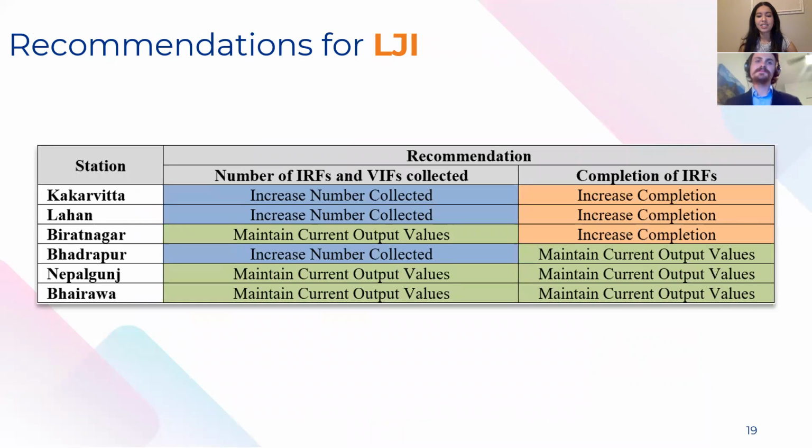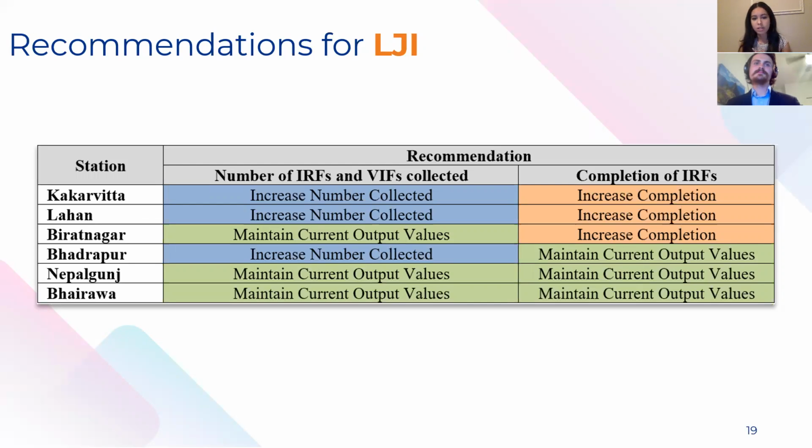So, our recommendations. As we mentioned earlier, our model is an output-oriented model, which means we focused on maximizing the outputs in order to increase efficiency. So the first 3 stations needed to increase the completion of their forms, meaning that they needed to increase the quality of their recording process, as a lot of the questions were left blank. Meanwhile, Kakarvitta, Lahan, and Bhadrapur did not collect many forms. Therefore, they need to increase the number of forms that they collect.